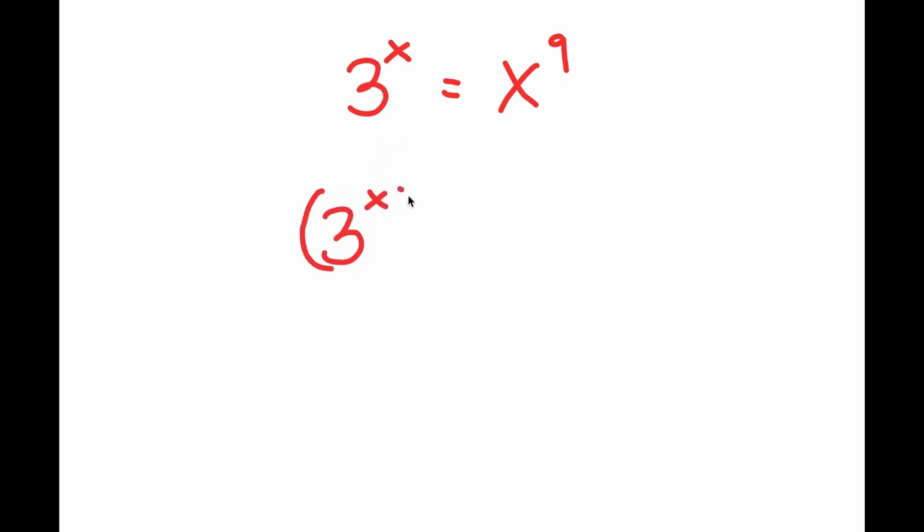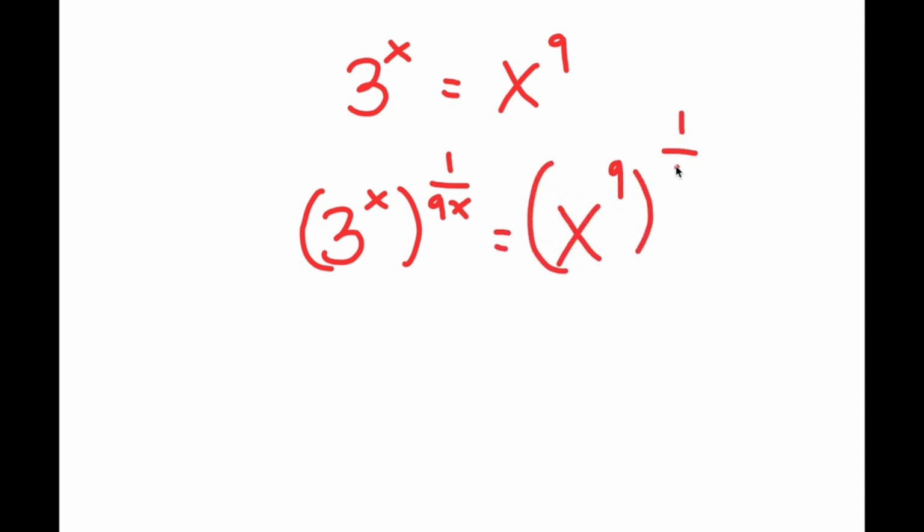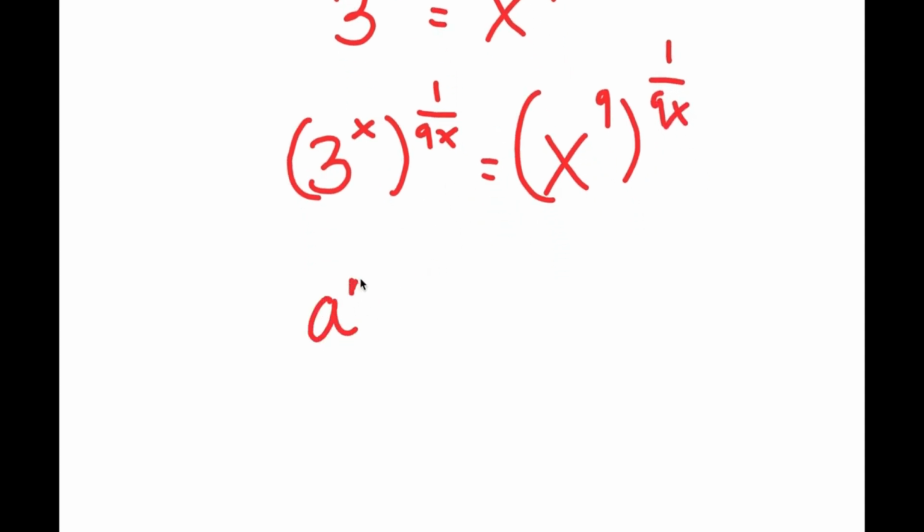Alright, so in this equation, I'm going to be solving 3 to the power of x is equal to x to the power of 9. So, to solve this, what I'm first going to do is take the power of 1 over 9x on both sides. So I get 3 to the power of x to the power of 1 over 9x is equal to x to the power of 9 to the power of 1 over 9x. And if I have something in the form a to the power of m to the power of n, this is equal to a to the power of m times n.